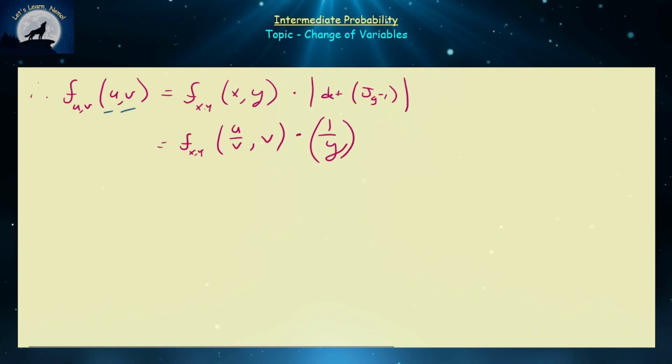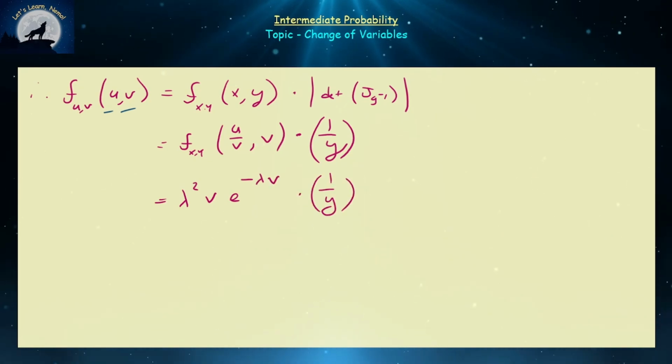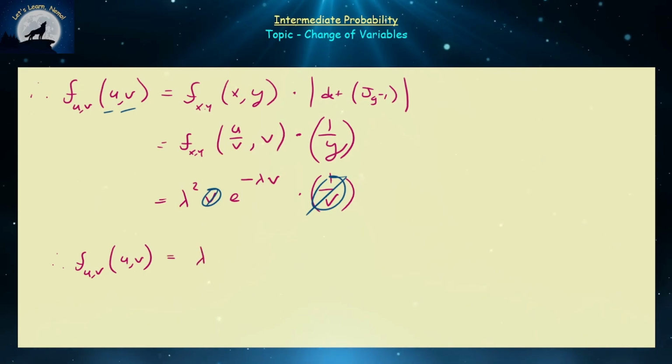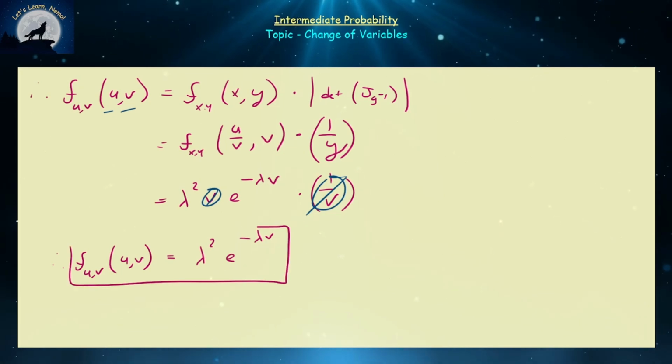So this is going to be equal to what? This will be lambda squared y e to the minus lambda y times 1 over y. And keep in mind 1 over y is just the same as saying v, so I can just write that as v, and notice that our v's will cancel here, and then we're just left with our probability density function, f_UV, which will be equal to lambda squared e to the minus lambda v. Okay, so there's our probability density function.